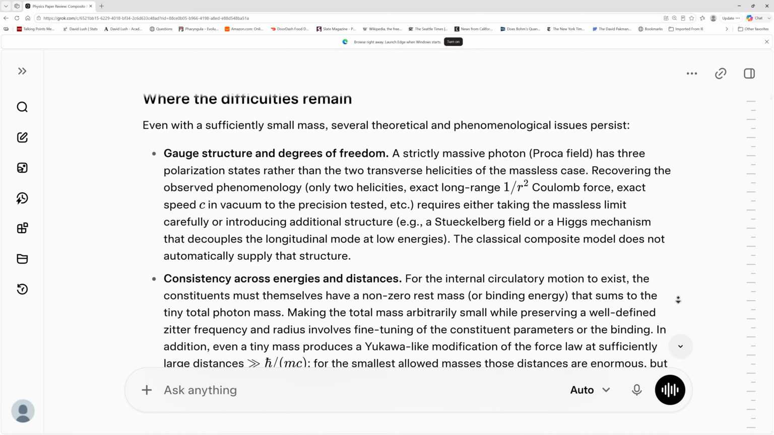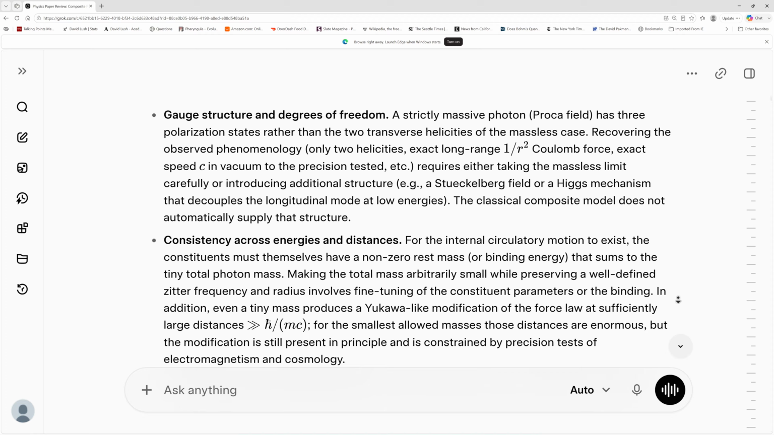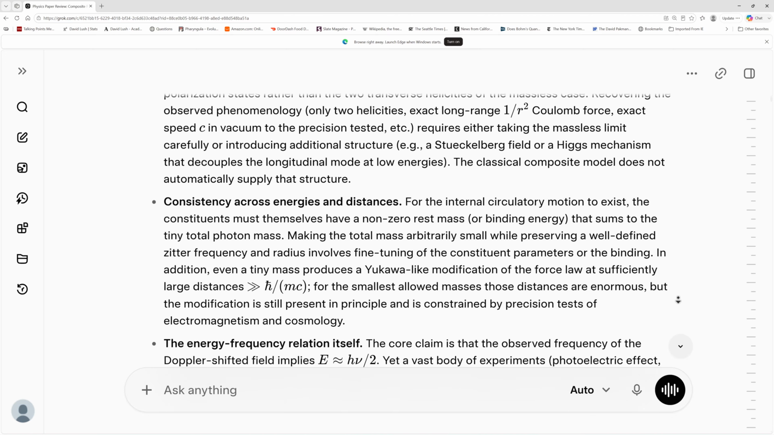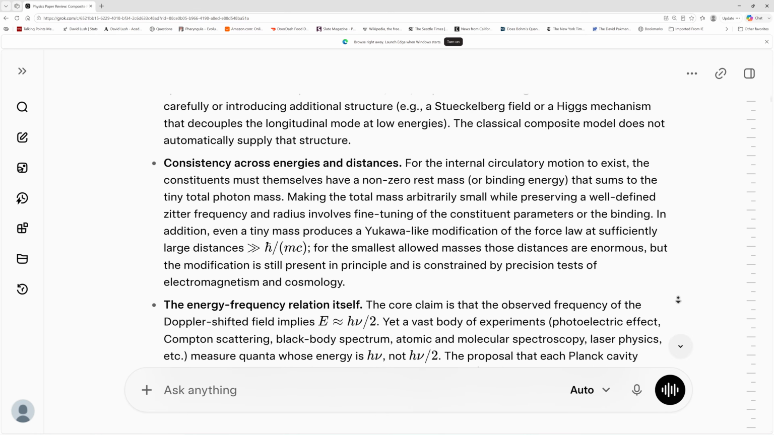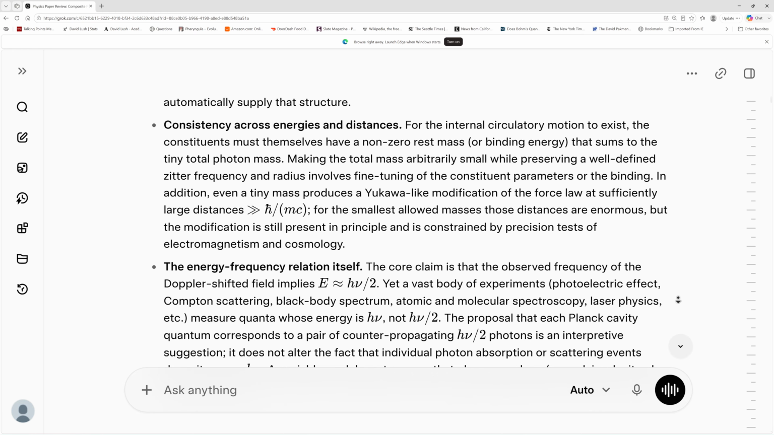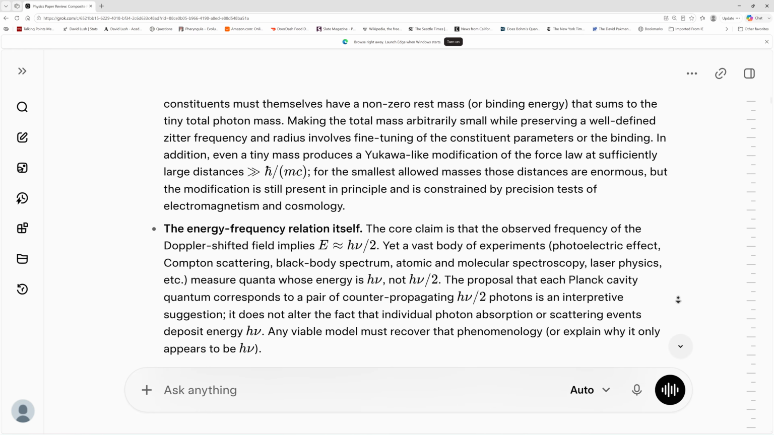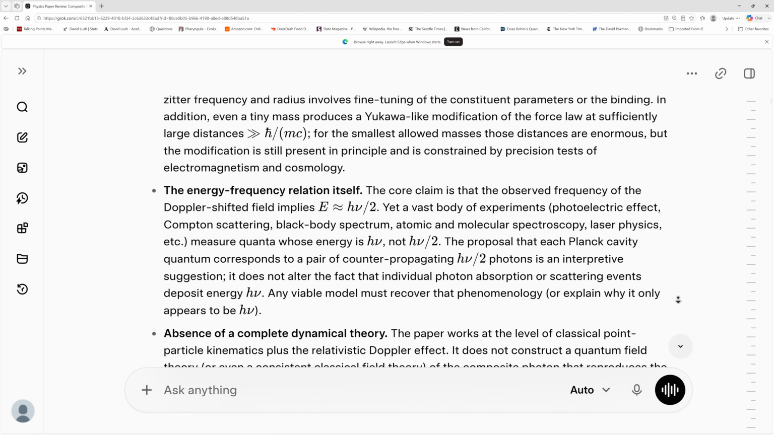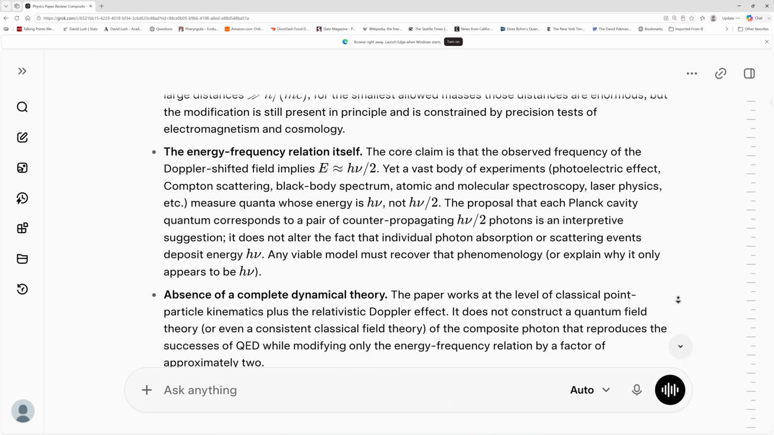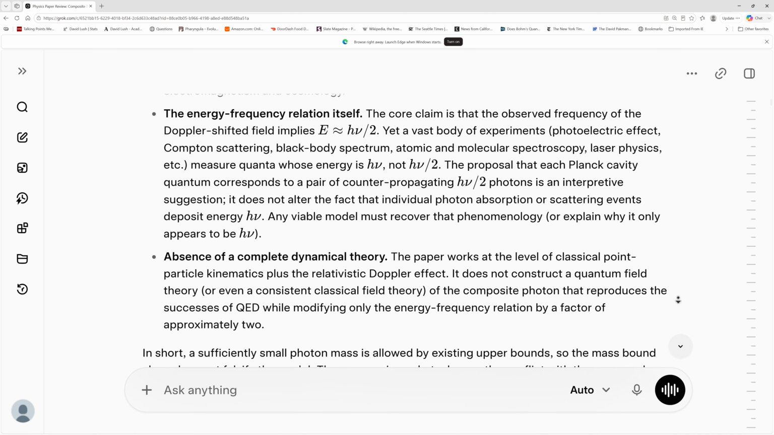It correctly identifies a historical tension. De Broglie's original internal frequency hypothesis for matter particles produces the opposite energy-frequency scaling from that of light, and a massive photon with internal motion reintroduces that tension. The standing wave, traveling wave momentum argument is a legitimate conceptual observation, even if the proposed resolution is not standard.